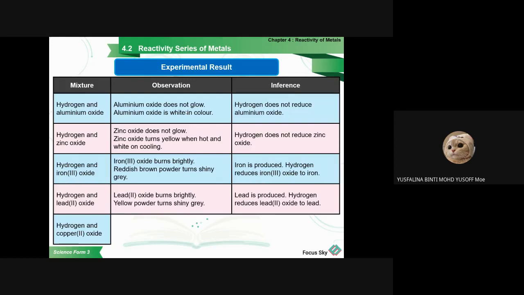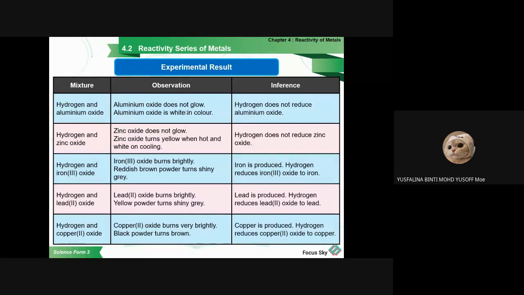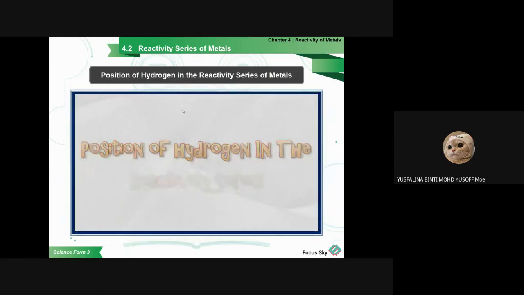Alright, hydrogen and copper oxide. You can see there is still a reaction, right? The black powder turns to brown. So copper is produced. Hydrogen reduces copper oxide to copper. That means the position of hydrogen is higher than copper, because hydrogen can reduce the copper, right? It means there is a reaction. When there is a reaction, the position of hydrogen is higher. So where is the position of hydrogen? Let's see the video first.